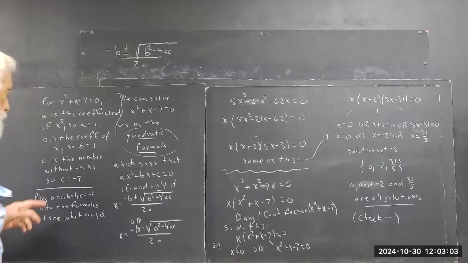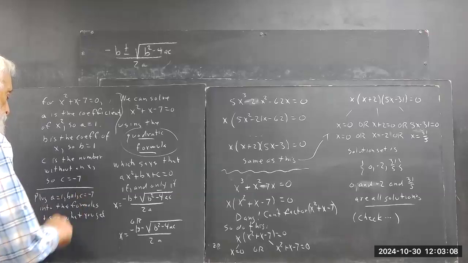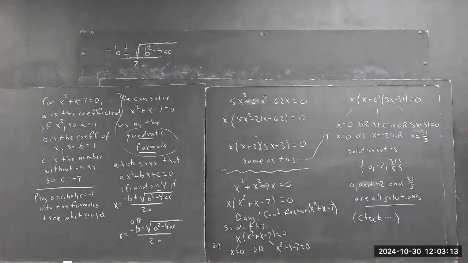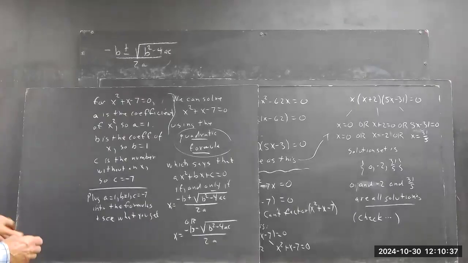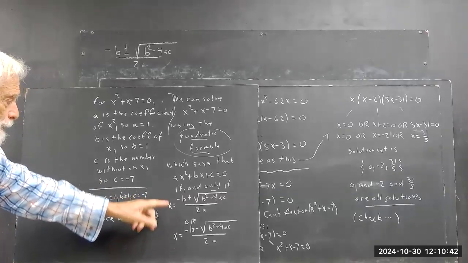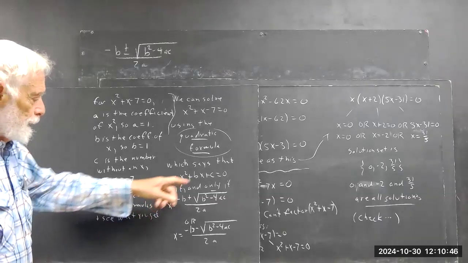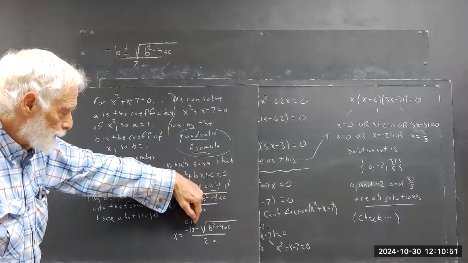Well, I'm going to ask you to plug A equals 1, B equals 1, and C equals -7 into the formulas and see what you get. Okay, so this is pretty straightforward. Now, really, we've got 2 of these, but if you've substituted into this and into this, you see that you get all the same numbers. It's just that this one's going to have a plus on it and this one's going to have a minus on it.